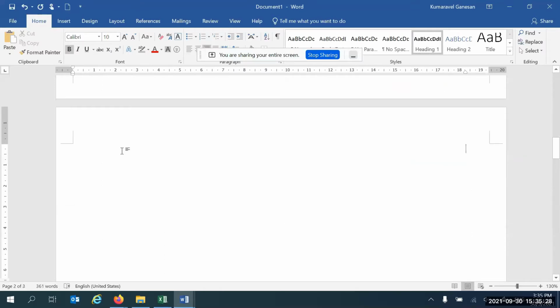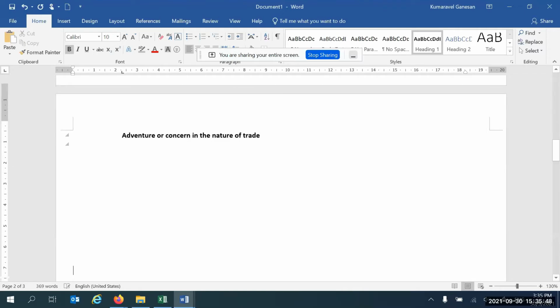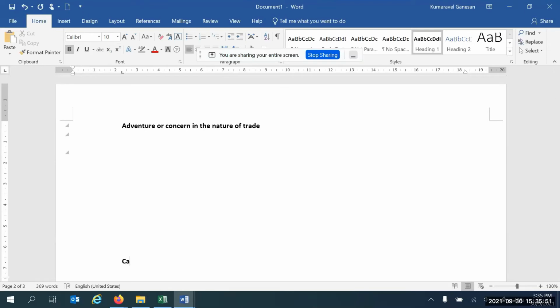So what you need to do: adventure or concern in the nature of trade. He told you to use adventure or concern in the nature of trade, which means an isolated transaction. So you just follow. And then here, capital. As you read, you transfer what you feel is correct. No need to write any more short notes.